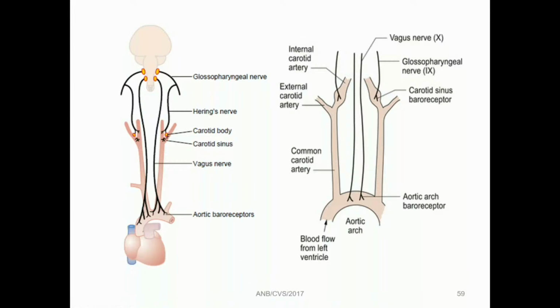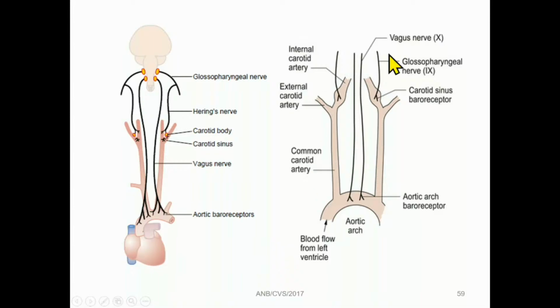Now you will find that these aortic baroreceptors are innervated by the 10th cranial nerve, that is the vagus nerve. The other receptors, present at the carotid sinus, that is the carotid baroreceptors, are innervated by Hering's nerve or sinus nerve, which is a branch of the glossopharyngeal nerve.